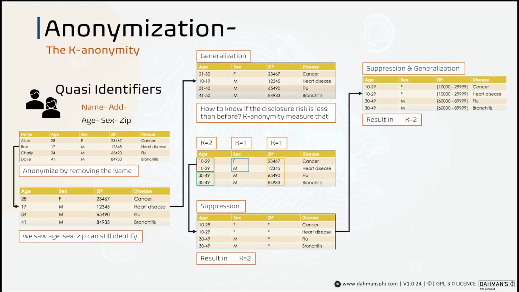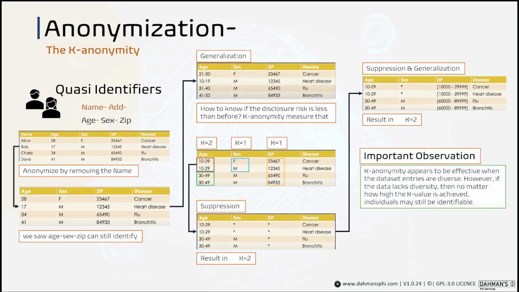But in the end, I could also integrate both of them. Like in this case, we have the age and the gender, and maybe I just mix both with some generalization and suppression, and I end up with such a data set with K anonymity of 2.